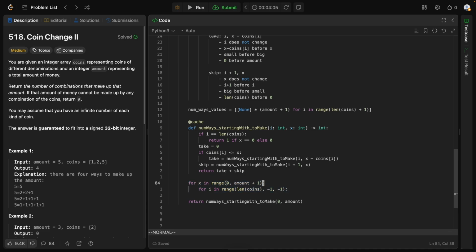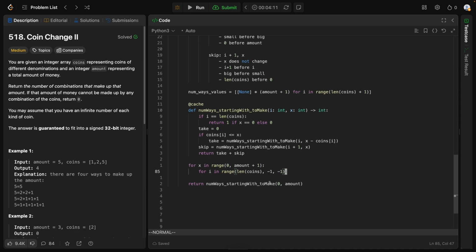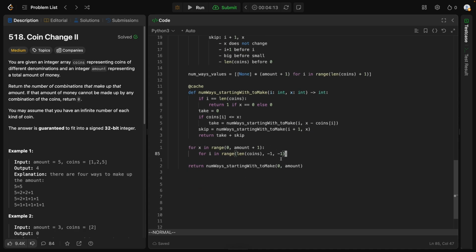Because each parameter had dependencies that only went in one direction, I know the order of the for loops doesn't matter here, so I'll compute each term using the function I already wrote. numWays values i, x is equal to numWays starting with i to make x.